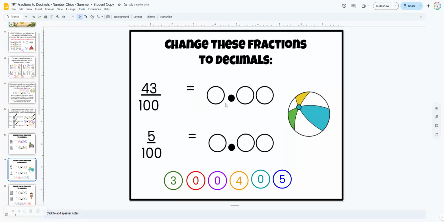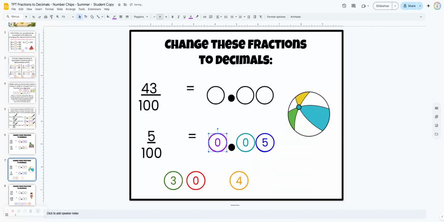The next slide, we have 43 hundredths. That's pretty simple. When we get to 5 hundredths, that 5 has to go in the hundredths place. So students commonly make the mistake of placing it here in the tenths place. So this number has to be a 0, and this one also. So this is 5 hundredths.